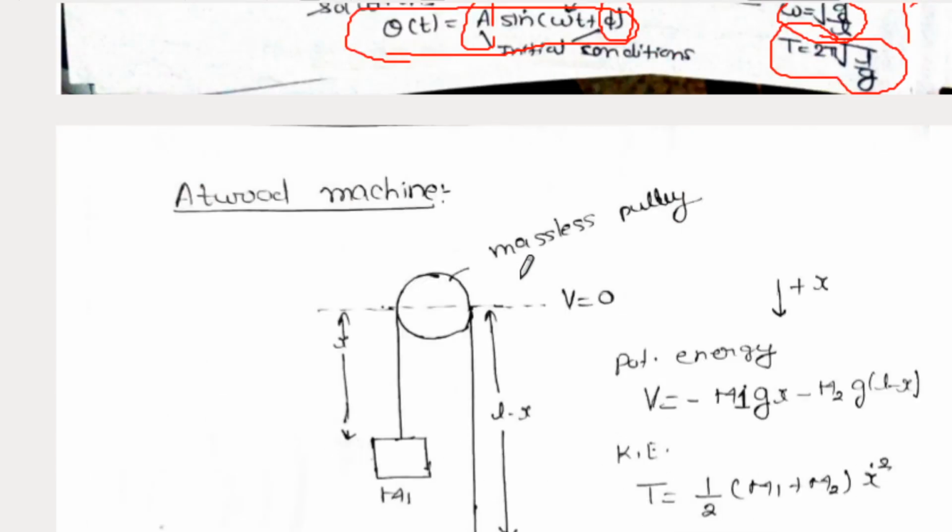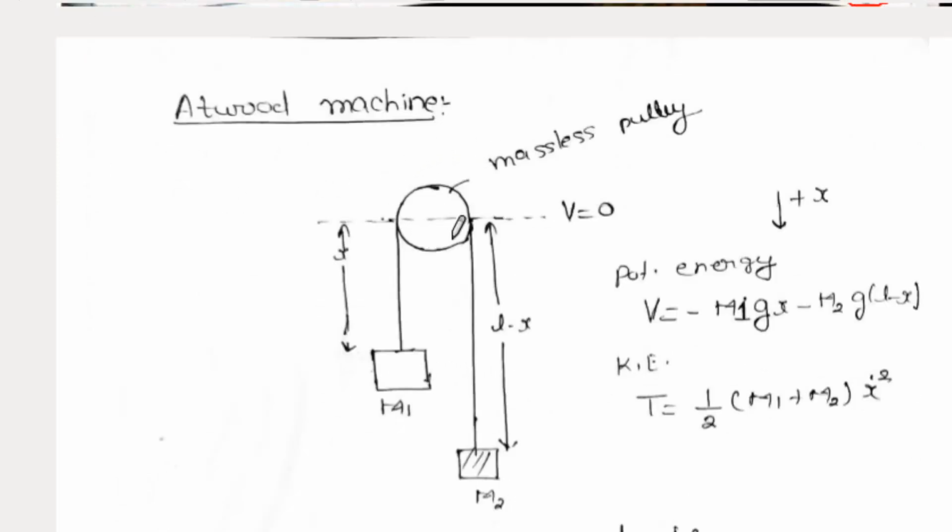Right. Now our third problem is the Atwood machine. Here we have a pulley which we have considered to be massless and also frictionless, and we are hanging two masses of values m1 and m2 on opposite sides, right? And we also consider the length of this rope to be L, which is inextensible, right?